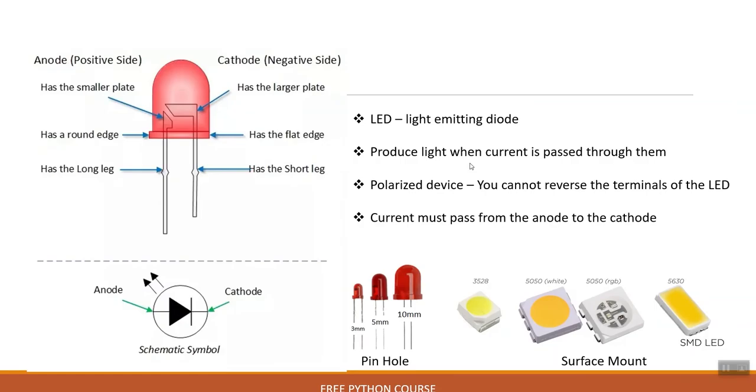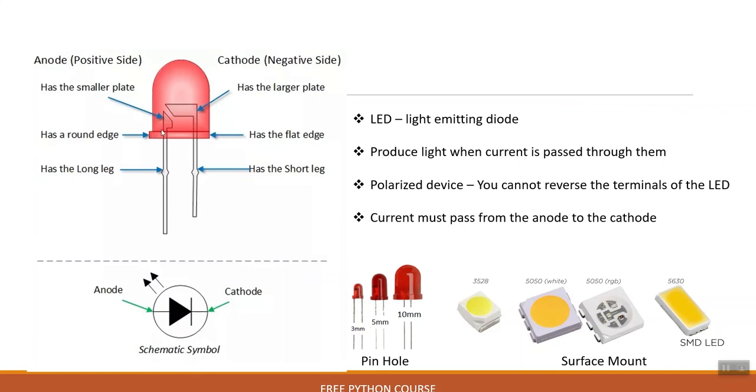Now let's take a basic look at the LED. First, LED stands for light emitting diode. The LED produces light when current is passed through it. The LED is a polarized device. You cannot reverse the terminals of the LED, meaning it has a positive side and a negative side. Current must pass from the anode to the cathode for the LED to light up.